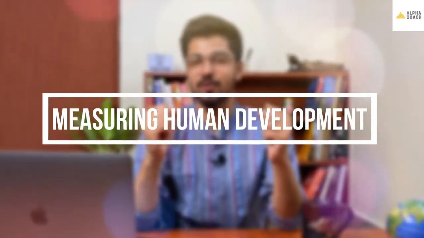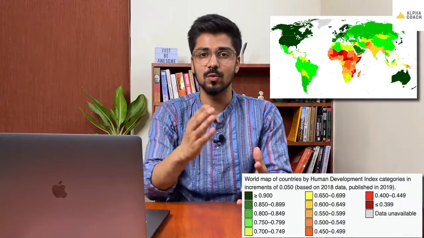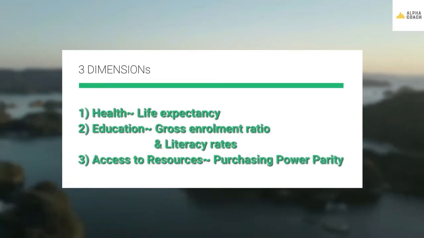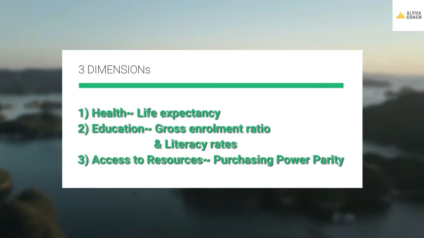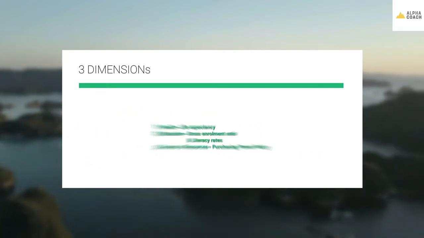Now that we have talked so much about human development, how exactly do we measure it? For that, the UNDP Human Development Index, or HDI, ranks the countries and gives them a score between 0 and 1 on the basis of 3 dimensions: health, education and access to resources. Health is assessed by life expectancy, education by gross enrollment ratio and literacy rates, and access to resources in terms of purchasing power parity. So higher the score on HDI, higher is the level of human development.